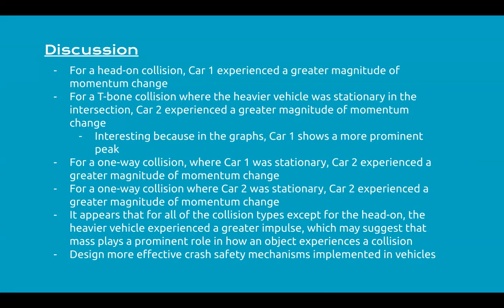And also for both the one-way collisions, car 2 did have a greater magnitude of momentum change. So it appears that for all the collision types except for the head-on, the heavier vehicle experienced a greater impulse, and this may suggest that mass plays a prominent role in how an object experiences a collision, which was kind of surprising to me, because I would assume that if a smaller vehicle was getting rammed into by a heavier one, it would ultimately experience a greater change in momentum.